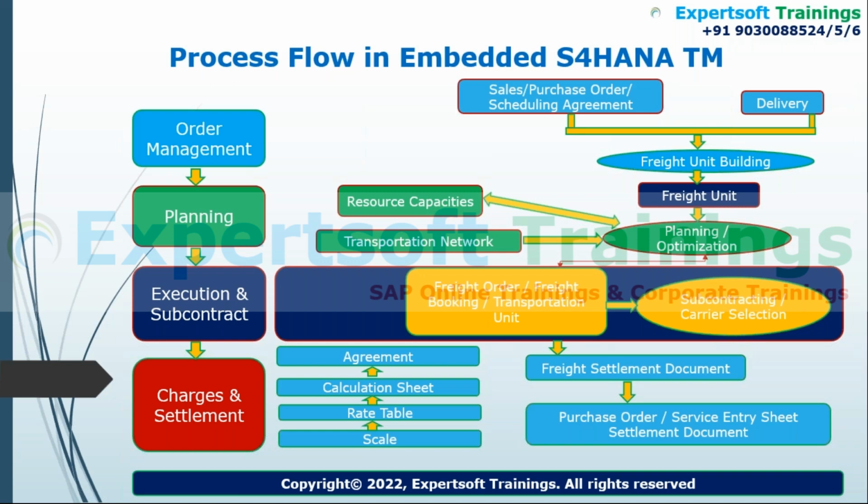Similarly, my ship-to party is the destination location. My receiving plant is the destination location. All this information from the source is available in the freight unit, so that my freight unit knows where to transport, what to transport, and when to transport. When to transport means I need to know the pickup dates and the delivery dates, because as a transporter I should know when to pick up the goods from the source location and when to deliver the goods to the destination location. Like in any sales order, you have the delivery date.